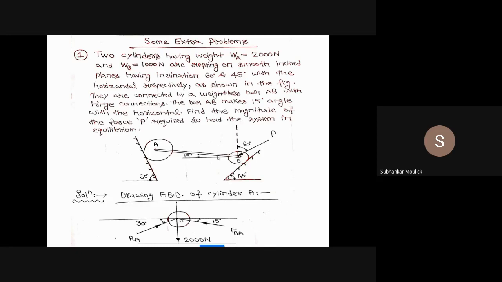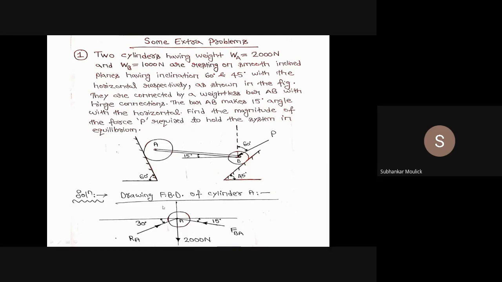For that we first have to draw the free body diagram of cylinder A and B separately. Then by looking at the free body diagram, we have to decide which equation is suitable to get the unknown values. Is it clear? Any doubt so far? No, sir. Okay, fine. So let us draw the free body diagram of cylinder A first.